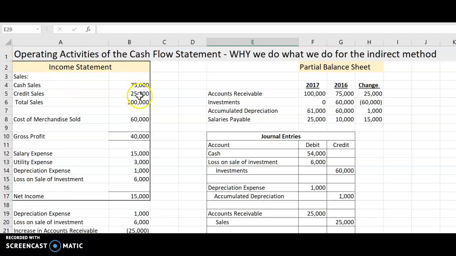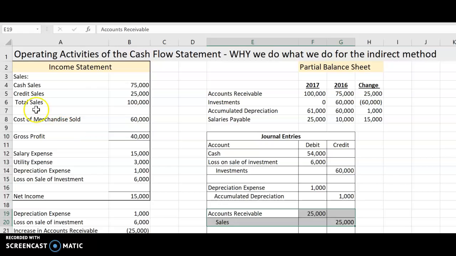Ordinarily, you would not see which sales were cash sales and which were credit sales. But for the purpose of demonstrating this, I have broken it down. Let's say that I have sales on account that I have not received the money for of $25,000. So what that means is I've accrued sales of $25,000. I have earned them, but I have not received them yet. So here is what that journal entry would look like.